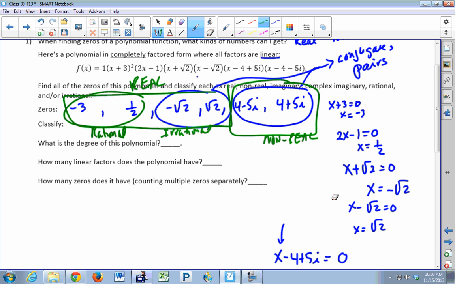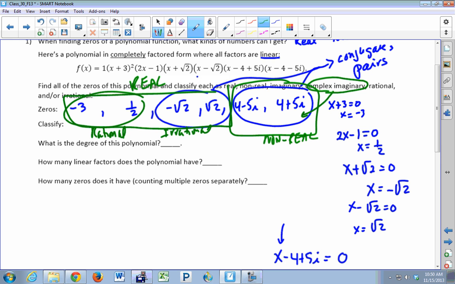And then over here, if you wanted to say one final word to explain them, they would be complex imaginary. Okay, because remember, your complex numbers are real and non-real. Real numbers is a subset of your complex.